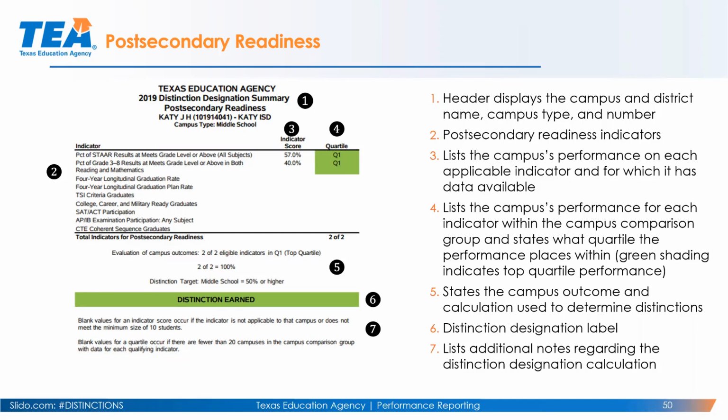For this particular example, a junior high, we have 2 data points available. So 2 out of 2 in the top quartile of performance is 100%. The target for a middle school would be 50% or higher. Therefore, a distinction is earned for this middle school. Section 7 would list any notes regarding this distinction designation.